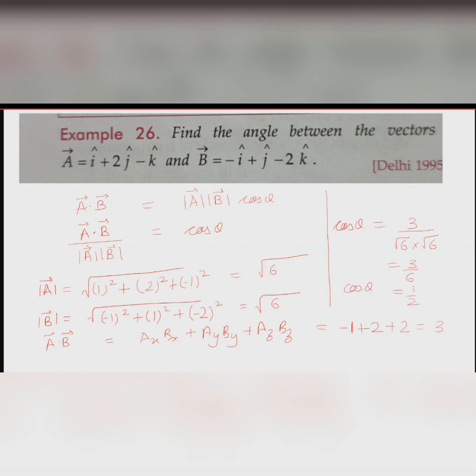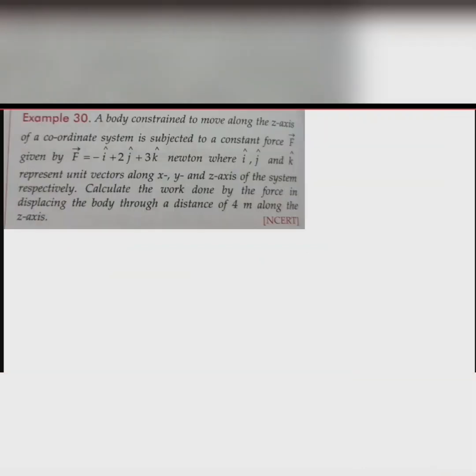So when is cos theta 1 by 2? We just saw, it is 60 degrees. So it means my theta is 60 degrees. So I can use my knowledge of scalar product even to find out the angle between the given vectors. Got it? Yes, ma'am.